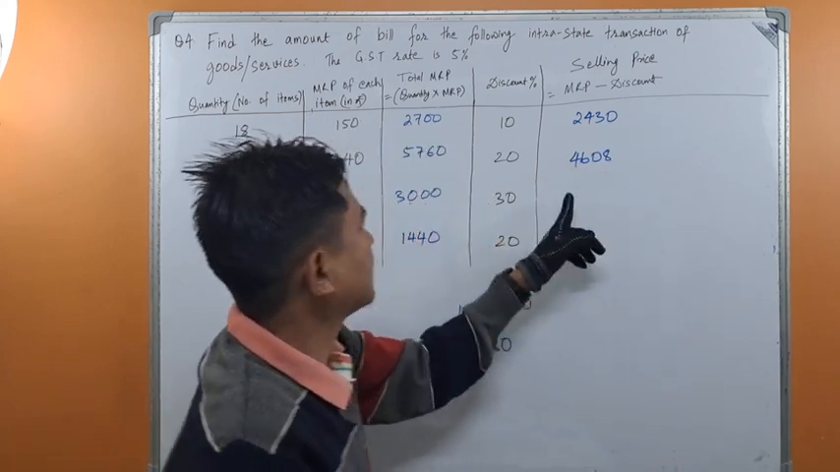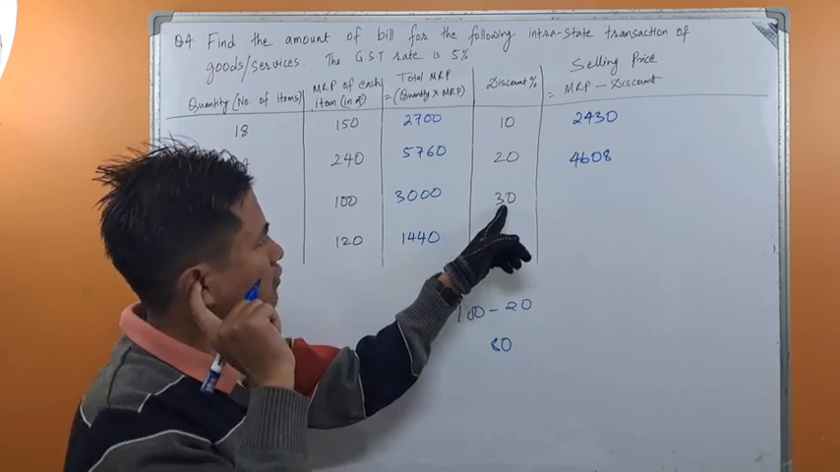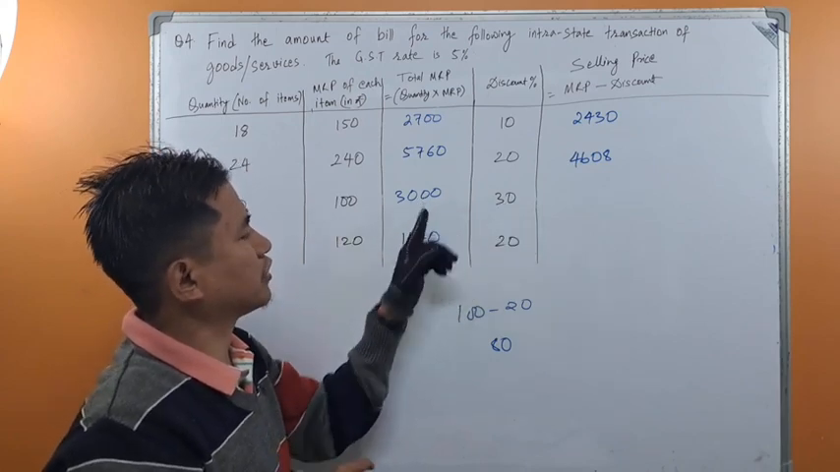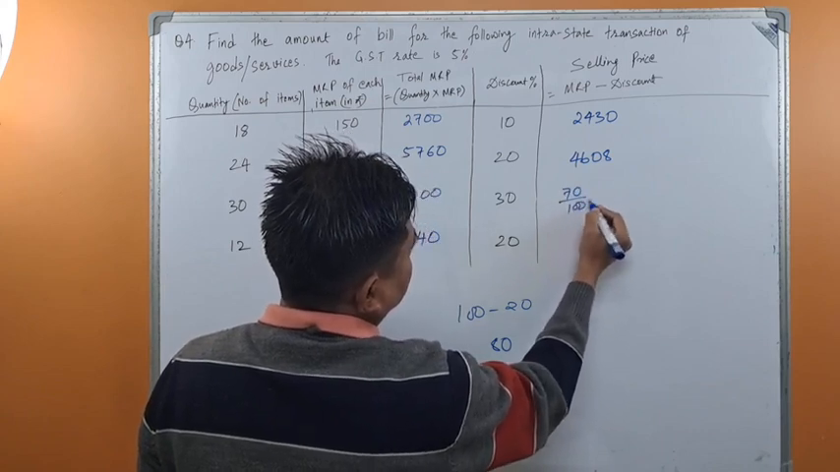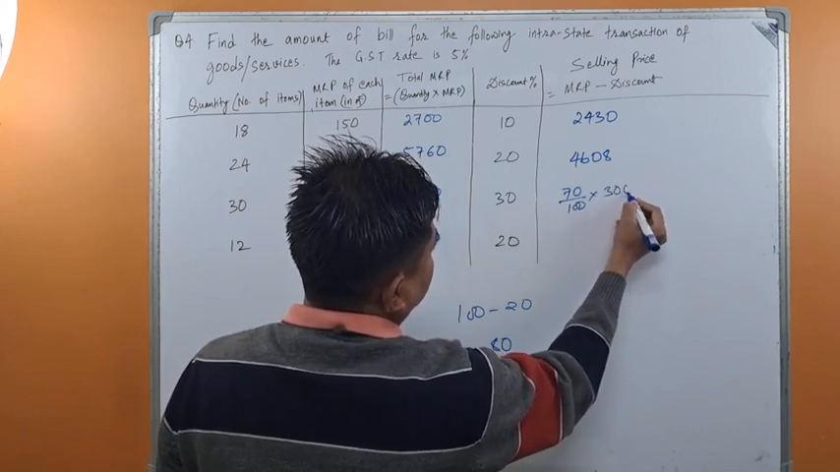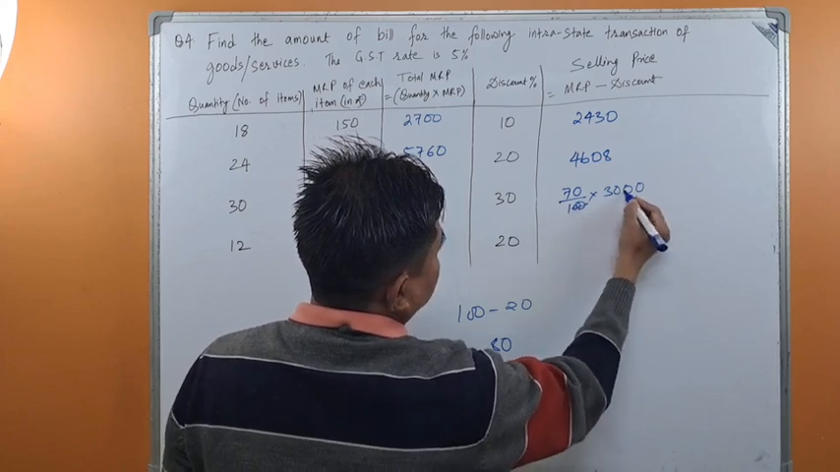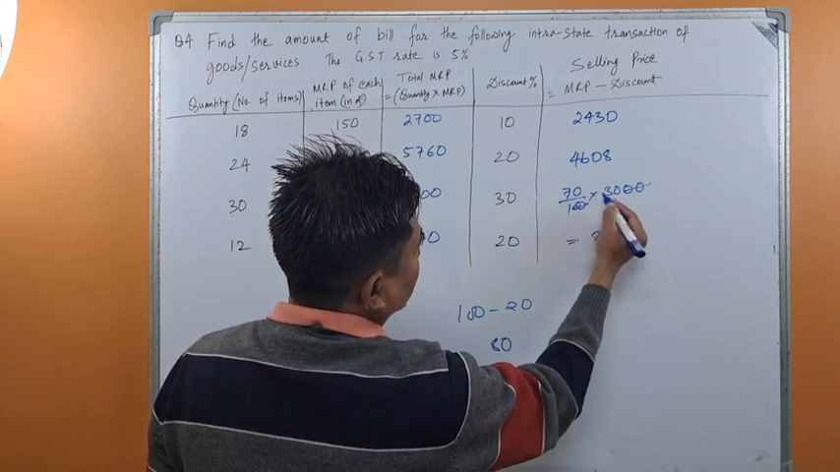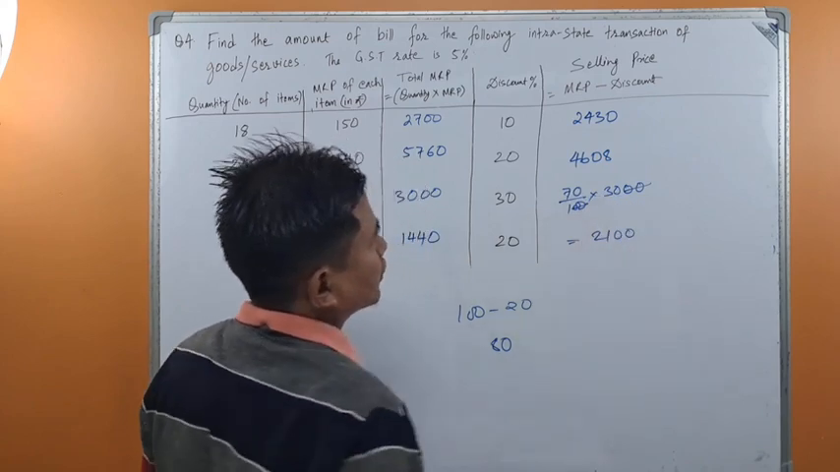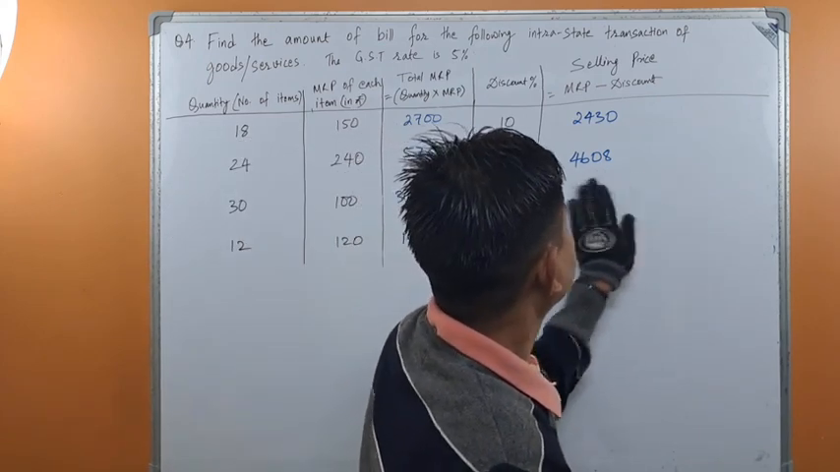Similarly, 30% is the discount given to us, so selling price is 70% of 3000, isn't it? 70% of 3000. These two zeros and these two zeros cancel out. 7 3s are 21, so we write here 2100.